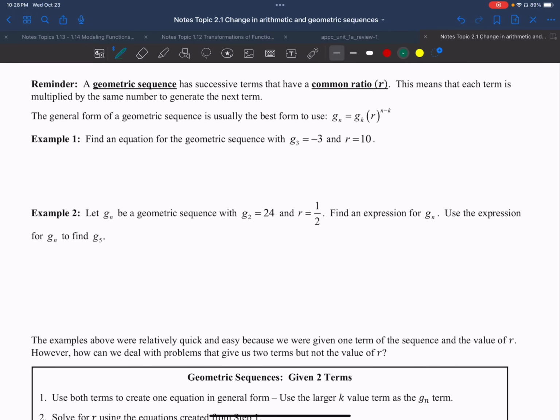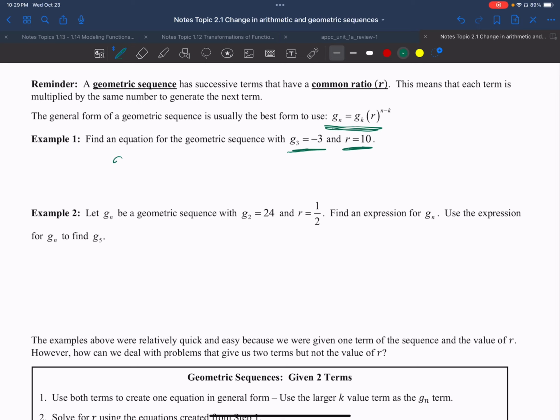Just a quick reminder, a geometric sequence has successive terms that have a common ratio, or r. This means that each term is multiplied by the same number to generate the next. And then this is the equation that we're going to be working with again. For this example, it says find an equation for the geometric sequence where g sub 3 is equal to -3 and the common ratio is 10.